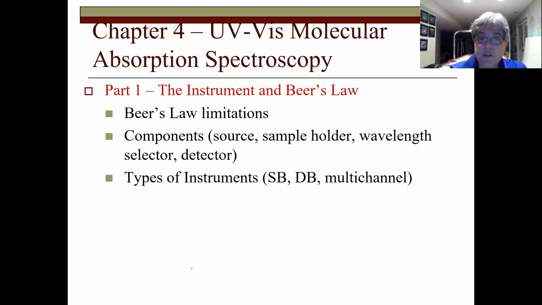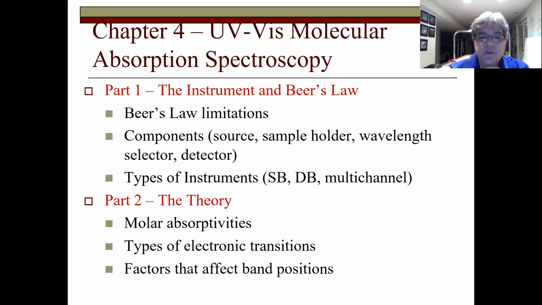We've looked at the different parts of the instrument, and then we saw the 3 types of instrument. Okay, now in part 2, we're going to be looking more at the theory of how we use this. So first we're going to look at the molar absorptivities a little bit closer, and then we'll look at types of transitions that we measure, and then the factors that affect band position. But we won't do that all today. We'll get started a little bit today, but we'll have to finish this next time.